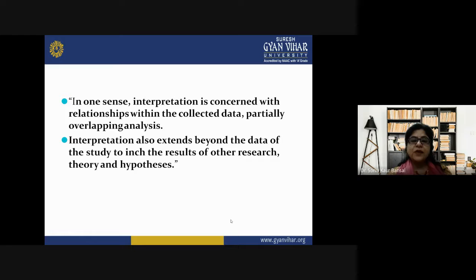Now, in one sense, interpretation is concerned with relationships within the collected data, partially overlapping analysis. Interpretation also extends beyond the data of the study to link the results to other research, theory, and hypothesis. So just understand, students, that whatever your data is, it gives you the opportunity, with the help of that collected data, to interpret your study and pass your results to next generations, to upcoming students who are interested in doing research.